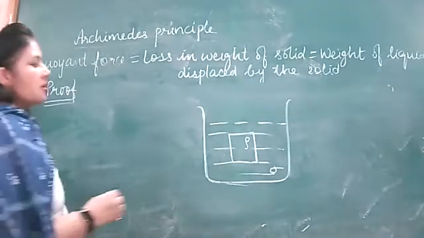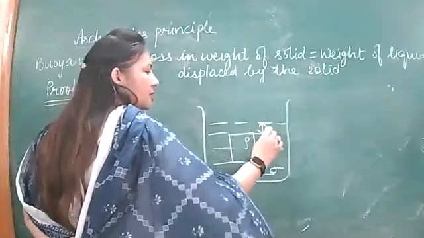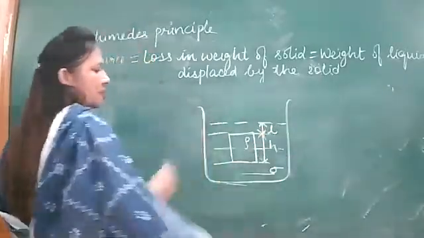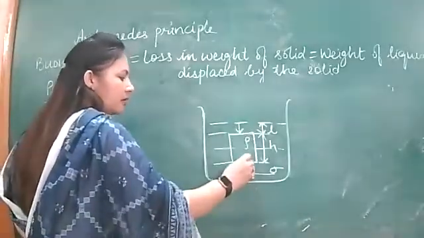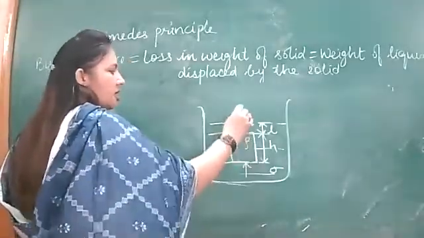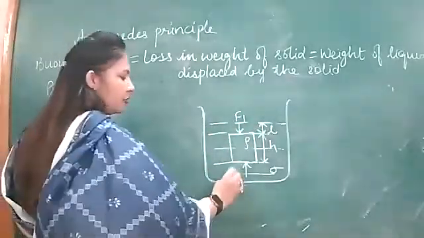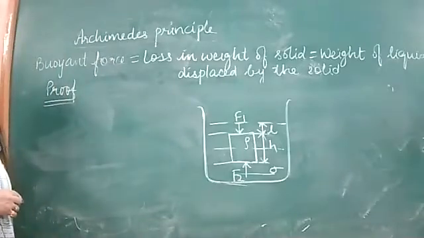Suppose the depth of the upper face of the body from the surface is L and the length of the body is H. Then there must be two forces acting on the upper and lower faces. Suppose F1 is the downward force acting on the upper face and F2 is the upward force acting on the lower face of the body.